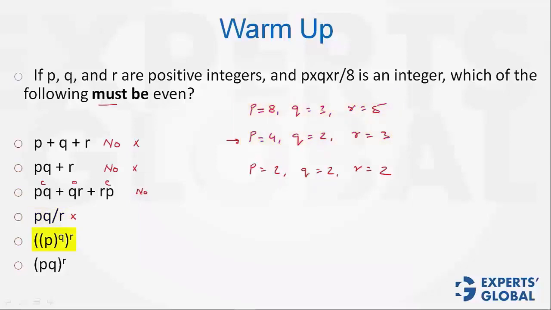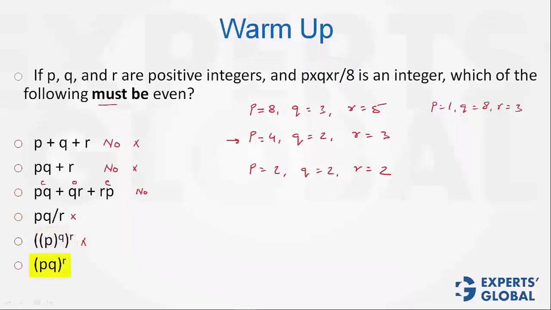Next case. p raised to the power q raised to the power r. In cases where p is odd, for example if p equals 1, q equals 8, r equals 3, in cases such as these, you will see that p times q times r divided by 8 is an integer. But the value of this expression is odd, so even this will not suffice.